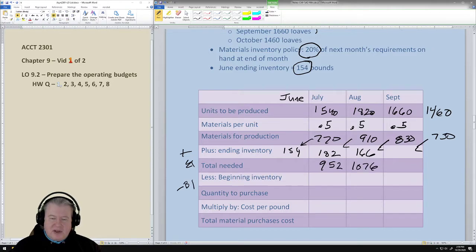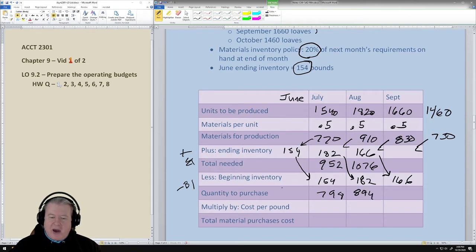So less beginning inventory. The ending inventory of the prior month becomes the beginning inventory of this month. In other words, what we had on hand at the end of June is what we have on hand at the beginning of July. So we take this number, and that becomes 182. And if we were to figure out this last column, this would be 166. So once we figure this through, this is 798, and this one's 894.